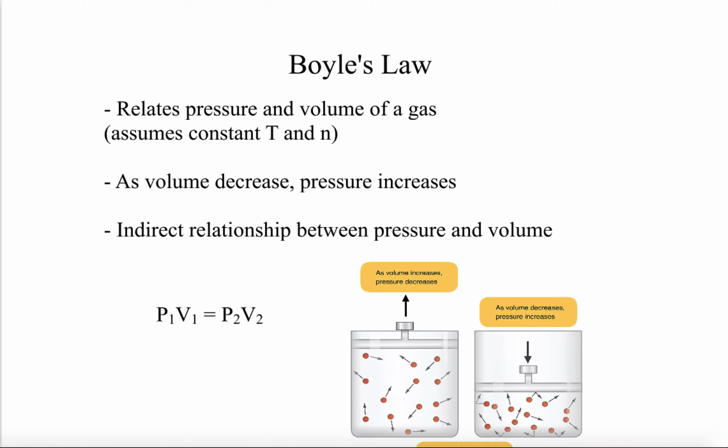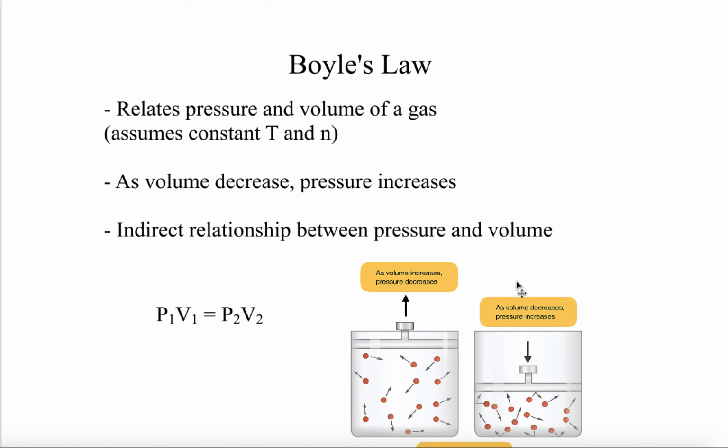Now, Boyle's law relates the pressure and the volume of a gas to each other. We're assuming here that the temperature and the amount of the gas is remaining constant. So the relationship to know here is that as the volume decreases, the pressure increases. So we have what's called an indirect relationship between pressure and volume.